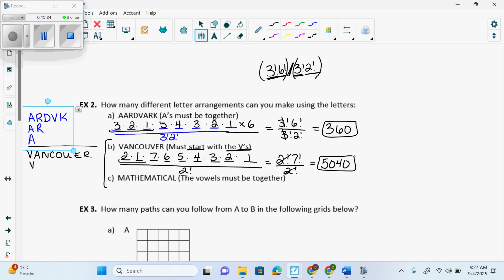Then we have mathematical. The vowels must be together. So I have M, A, T, H, E, M, A, T, I, C, A, L. Before I even go to do the question, I'm going to put 2 factorial, 3 factorial, 2 factorial in the denominator. Does it matter what order I write those ones in? No, it's multiplication. 2 times 3, 3 times 2. Right? 2 times 3 times 3, 3 times 3 times 2.